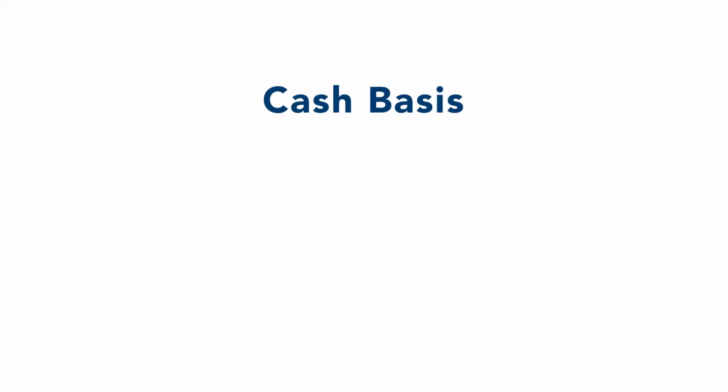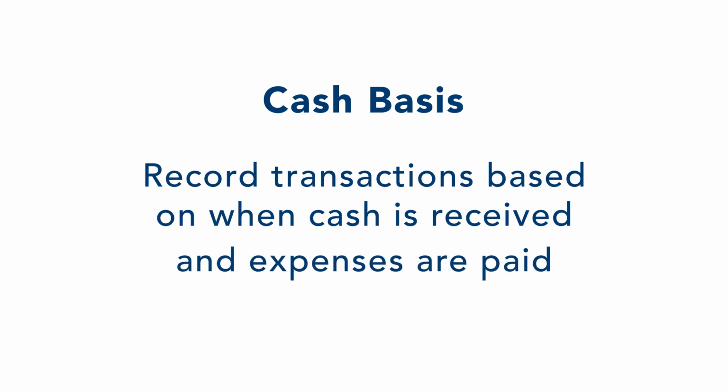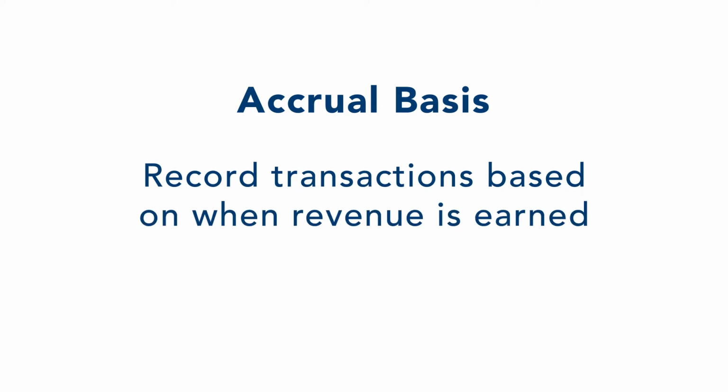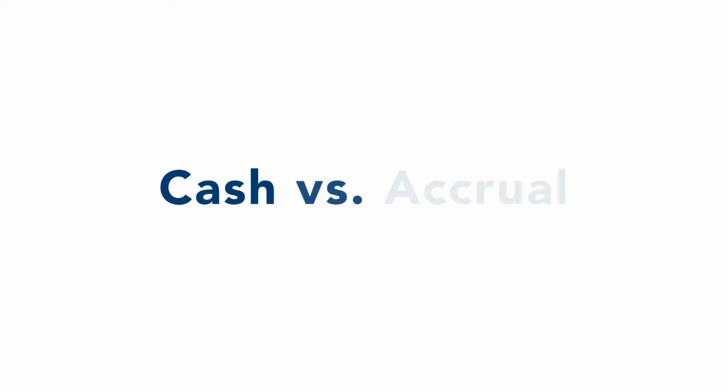The first is cash basis, which literally records revenue when cash is received and expenses when cash is paid. The other is the accrual basis, which recognizes revenue when revenue is earned and expenses when they are incurred. So needless to say, the accrual basis does not necessarily follow the cash flow of the business. Okay, so as a business owner, can we go through a couple of examples of cash versus accrual?